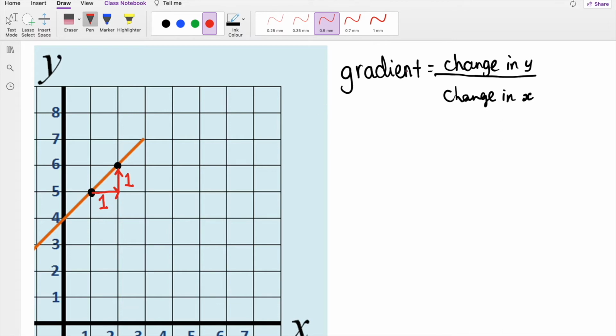Now the gradient is the change in y. That means how much have you travelled in the y-axis? Well, I've travelled just 1 up the y-axis, and the change in x, how far have you travelled in the x-axis? I've travelled just 1 in the x-axis. And 1 divided by 1 is just 1. So this orange line here has a gradient of 1. That is quite a low number, so it's not a very steep line at all.